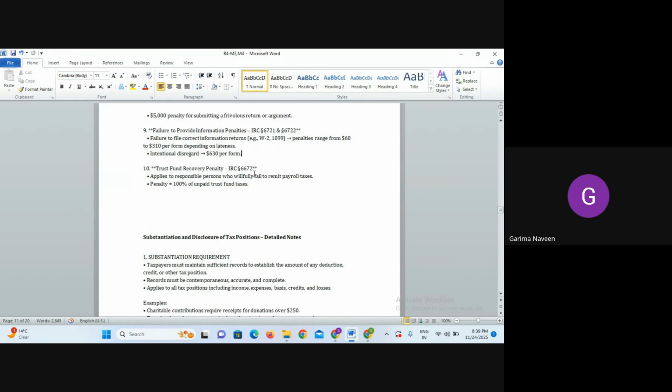Next, trust fund recovery penalty. It is applied to the responsible person who willfully fails to remit the payroll taxes. So it is 100% of the unpaid trust fund taxes.